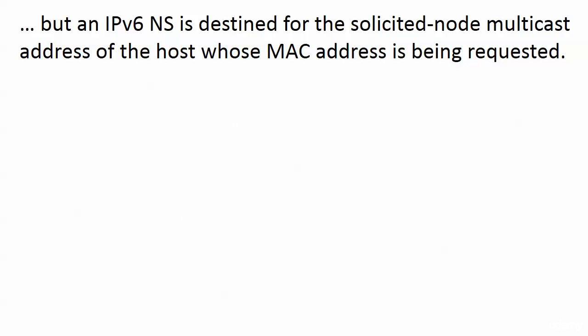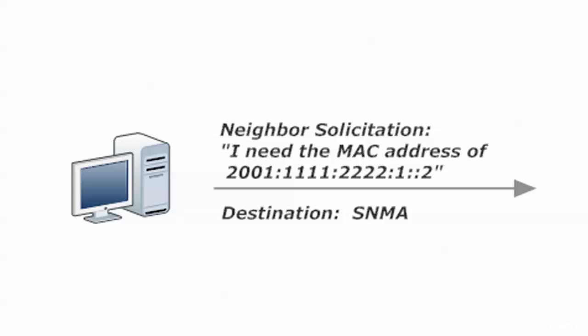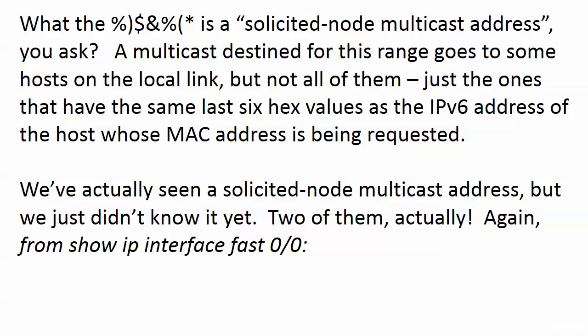And it's destined for what we call the solicited node multicast address, the SNMA, of the host whose MAC address is being requested. What the heck is a solicited node, you ask? Well, don't feel badly if that was your question, or even if you had a little mild profanity in there, because that was pretty much my reaction the first time I saw it. Now, the one thing I want to mention up front before we get into the calculation is that the SNMA is used for other purposes besides NDP. A lot of other purposes in IP version 6 that you'll run into later.